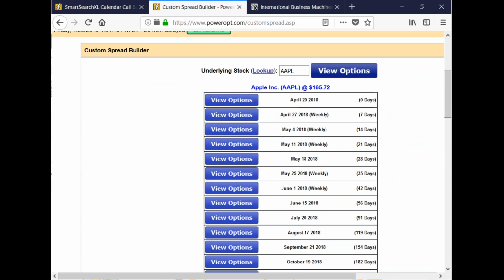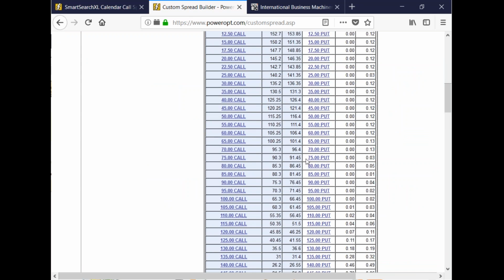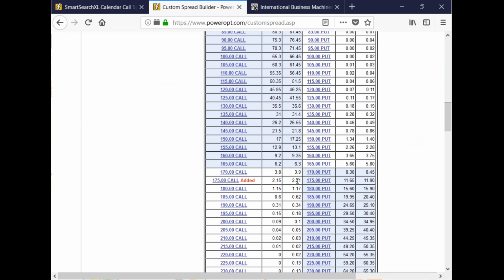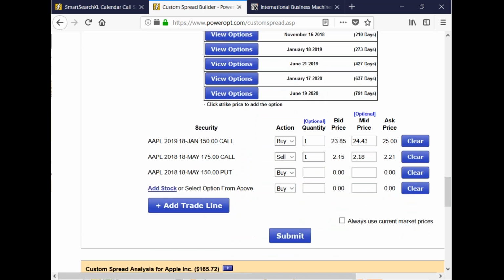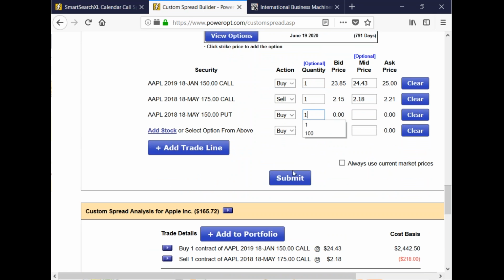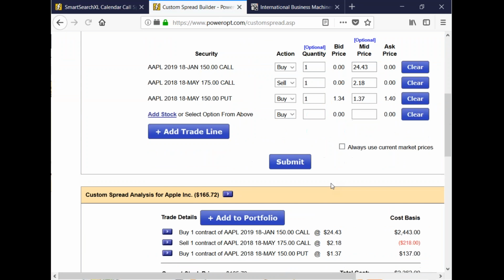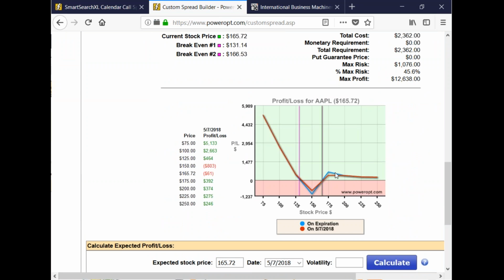Okay, so let's go to May. We collected about 218 for this call that we sold, the 175. So I'm going to take half of that. I'm going to buy the 150 put at 140. So now I'm lowering the premium naturally, the cost of insurance. Okay, but I still have a short call. And so you take away this, but now you can do this.